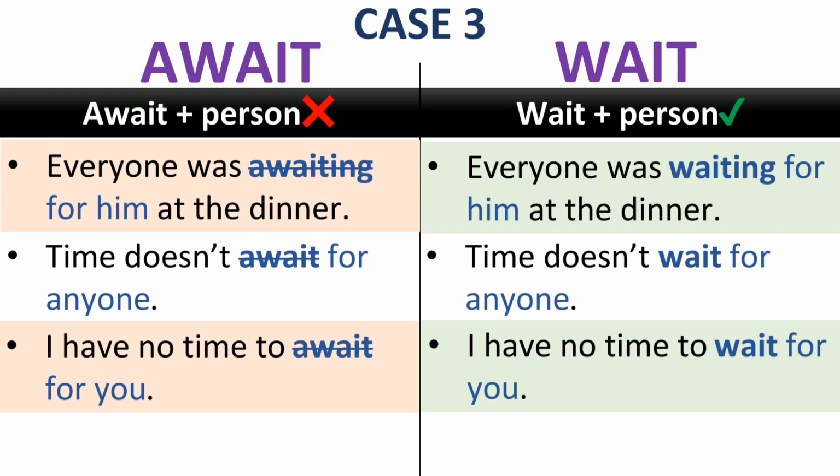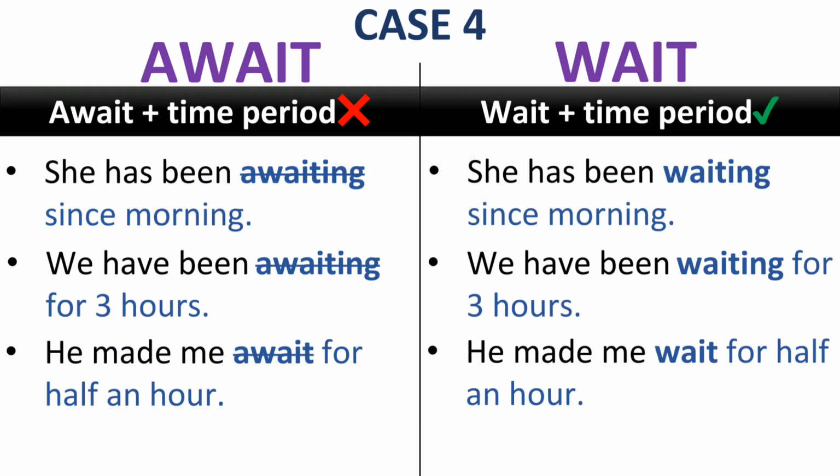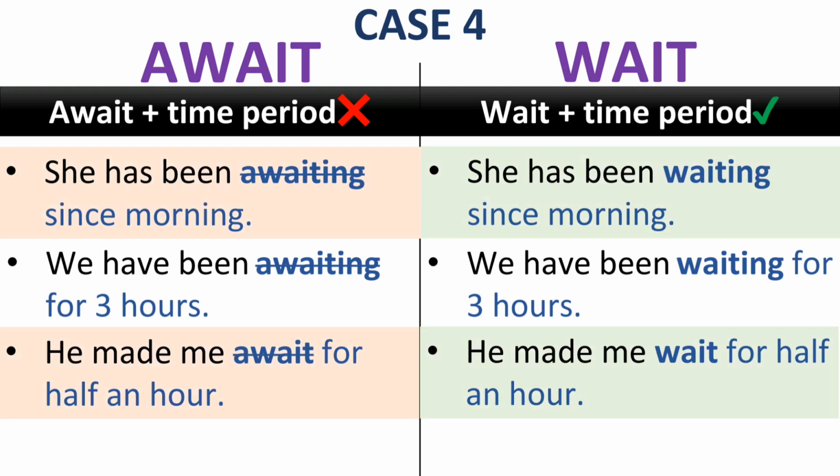Case 4. Wait can be used with time period but await cannot. For instance, she has been waiting since morning. Here we cannot say she has been awaiting since morning. Similarly, he made me wait for half an hour is correct and he made me await for half an hour is incorrect.